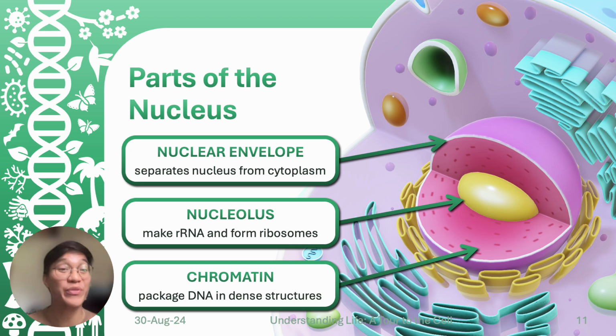And finally, we have the chromatin. It spools the DNA such that it will be packaged in dense structures. Take note, your DNA is 2 meters long for humans. So for that to be enclosed inside your nucleus, it has to be packaged properly. It has to be spooled around like thread. So again, chromatin has the function of packaging the DNA in very, very dense structures.